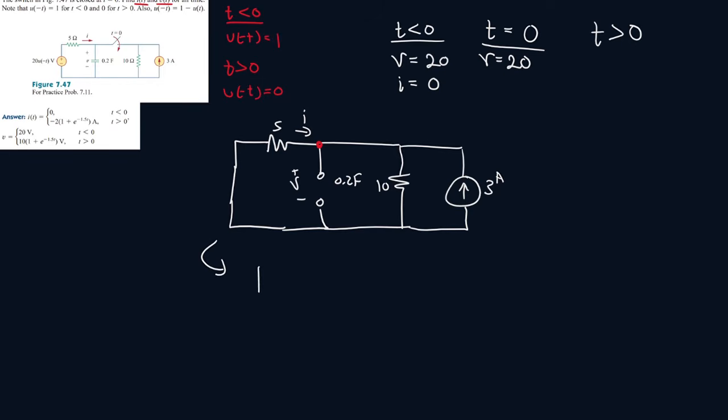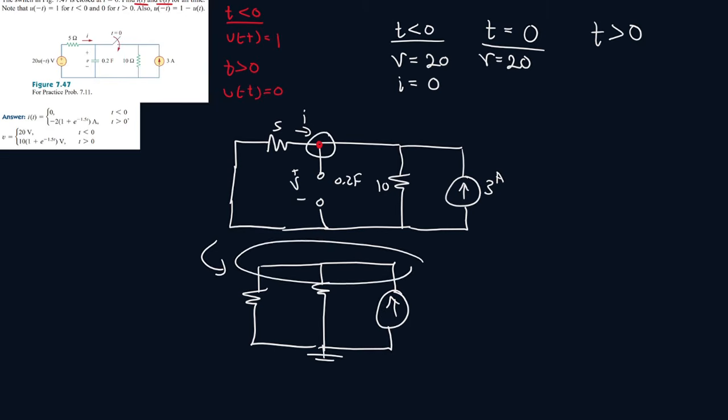Here, let me draw it like this. So we know the voltage here will be the same as the voltage of this entire region. So let's call this V. Also, we know there's a current passing through here called I. And this is 5 ohms, this is 10 ohms, and there's a 3 amp current passing through here.